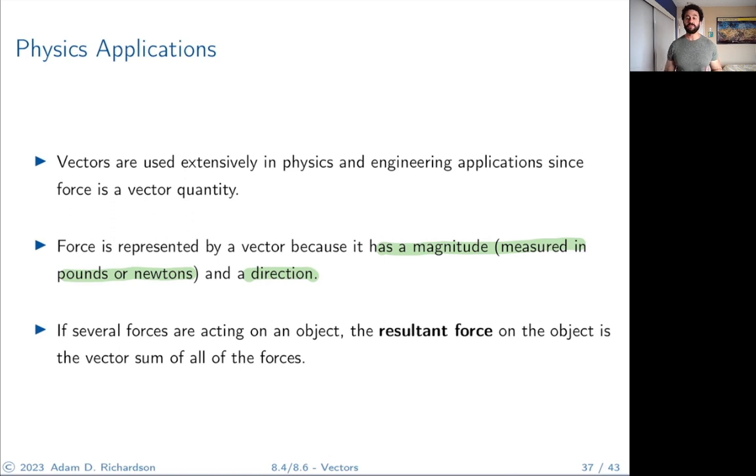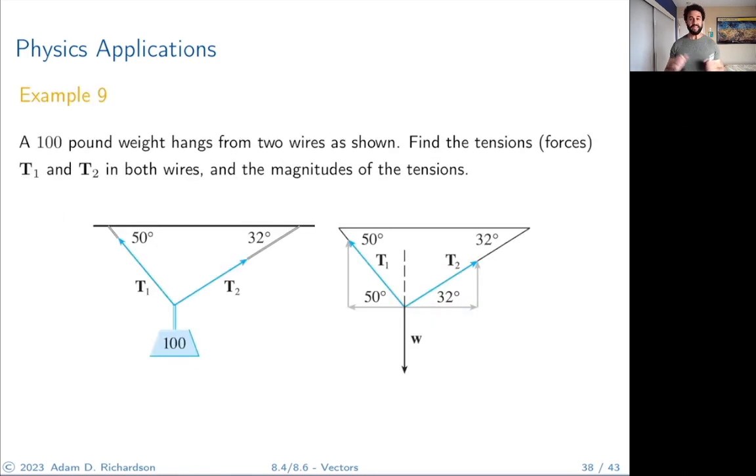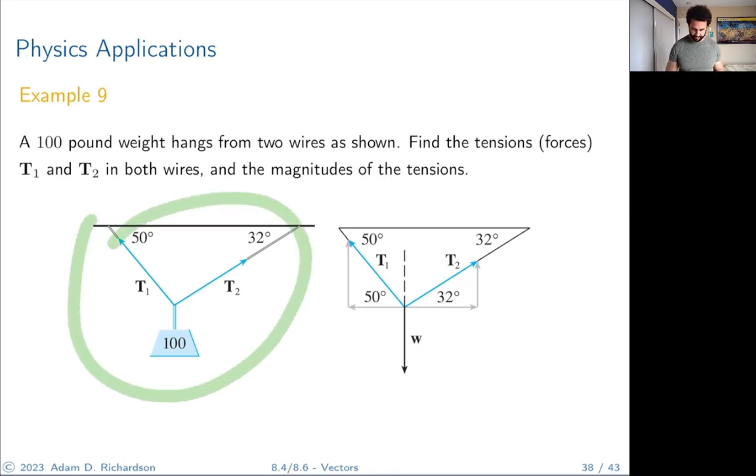Now, if you've got several forces acting on an object, then the resultant force on the object is the vector sum of all the forces. So you could have a whole bunch of things happening to an object, a whole bunch of forces. And if you add up all of those vectors, that's the resultant force on the object, the vector sum. So we're going to do an example of this right now. Classic example. So let's say a 100-pound weight is hanging from 2 wires as shown.